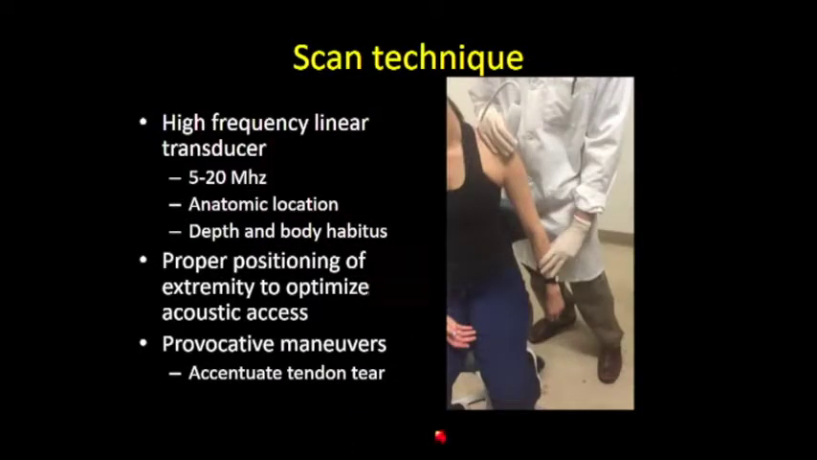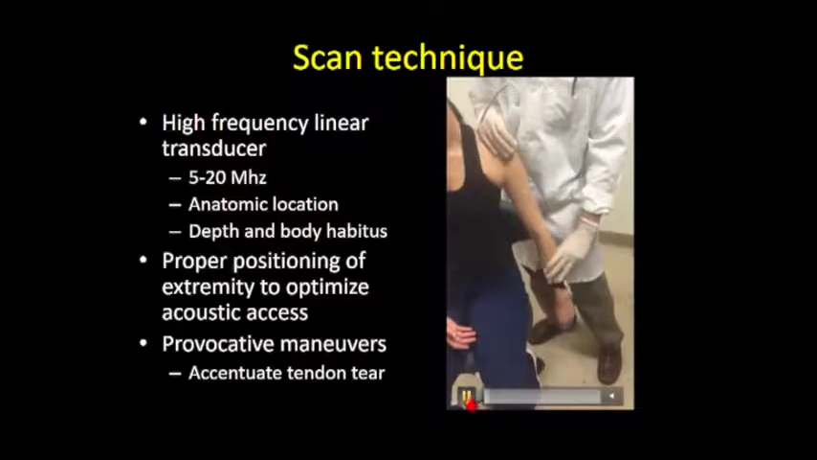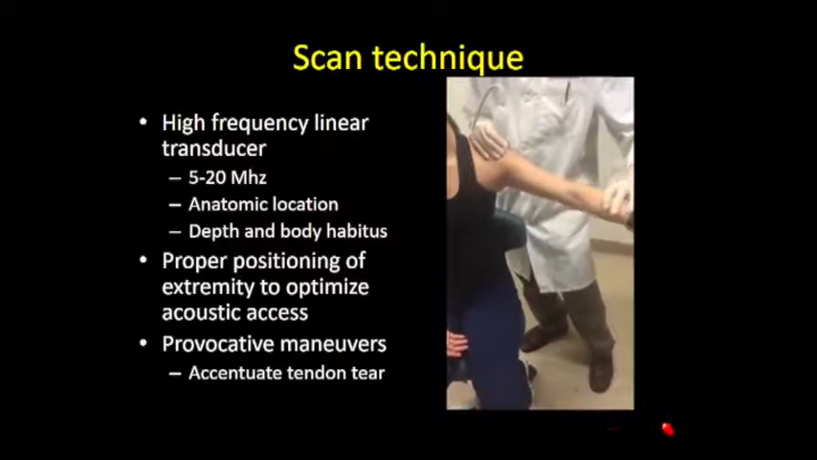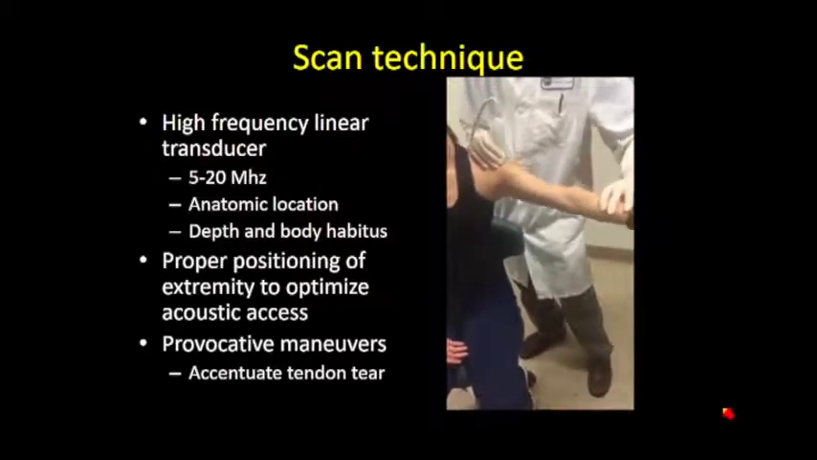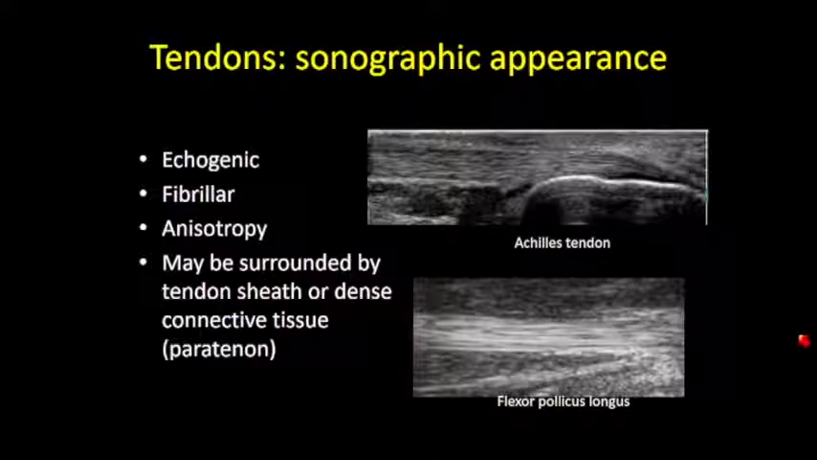And of course, provocative maneuvers are always very helpful to help accentuate tendon pathology, and something we can use to our advantage. And we'll talk about that more in a few minutes. So what does a normal tendon look like?